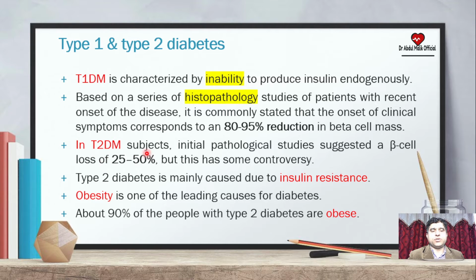In type 2 diabetes subjects, initial pathological studies suggested a beta cell loss of 25 to 50%, but this has some controversies. Type 2 diabetes is mainly caused by insulin resistance. Obesity is one of the leading causes of diabetes. About 90% of the patients with type 2 diabetes are obese. So this is the major cause, a major burden in the world.